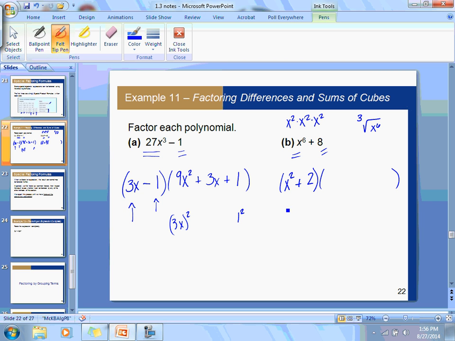So I'm going to square my first term. So that's x squared squared, so that's going to be x to the 4th. And then I need to square my second term. So that's going to be 2 squared, which is 4. And then I need to multiply them together. 2x squared. Now I just got to fill in my signs. So if it's addition here, it's going to be minus plus. They're going to alternate all the time. And you're done. You factored.